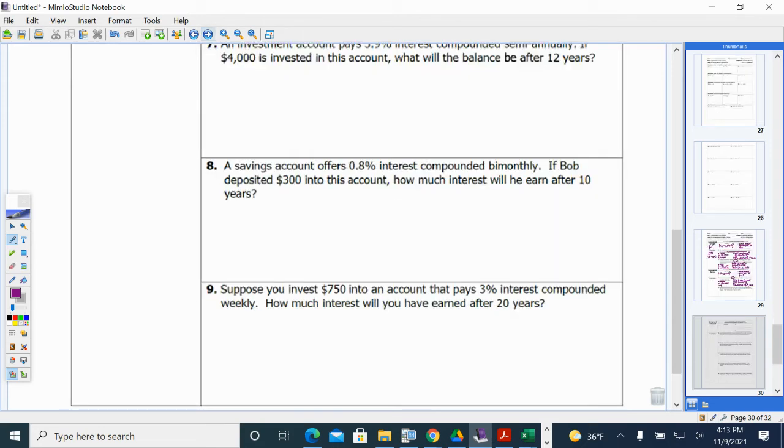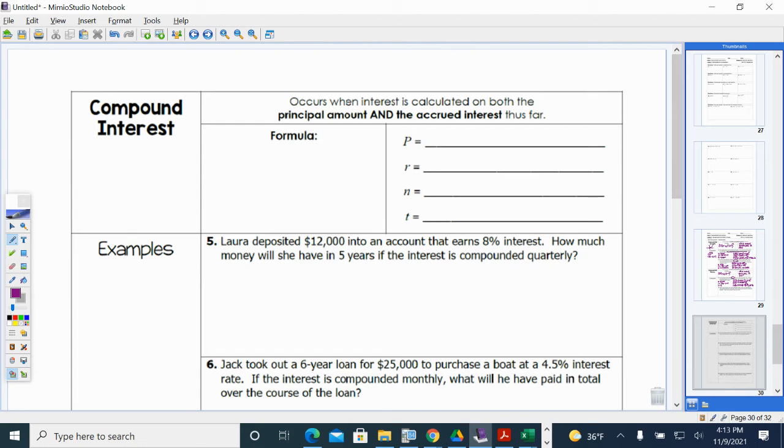All right, so let's jump over to compound interest. So compound interest also has a formula. Compound interest occurs when interest is calculated on both the principal amount and the accrued interest thus far. Now, this is a concept that's a little foreign to a lot of students. Basically, what's happening is after a given period of time, the initial amount is going to earn interest. At the end of a certain amount, they recalculate the new interest based on the original amount plus any interest that it has earned up to that point.